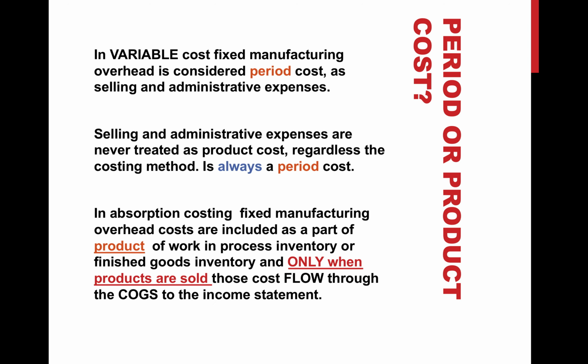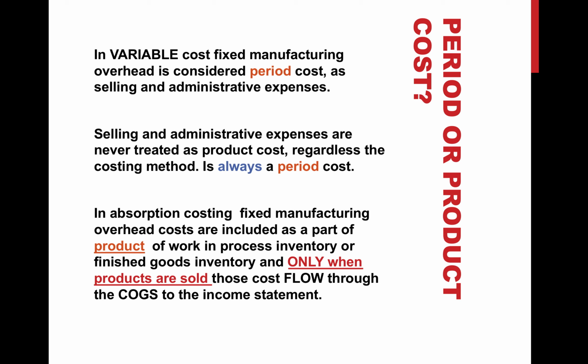So how do I know if it's a period or product cost? Again, let me repeat this as many times as you need to leave it clear. In variable costing, fixed manufacturing overhead is considered a period cost, like selling and administrative expenses. But selling and administrative expenses are never treated as product cost. Regardless of the costing method, they are always a period cost, no matter if they are fixed or variable.